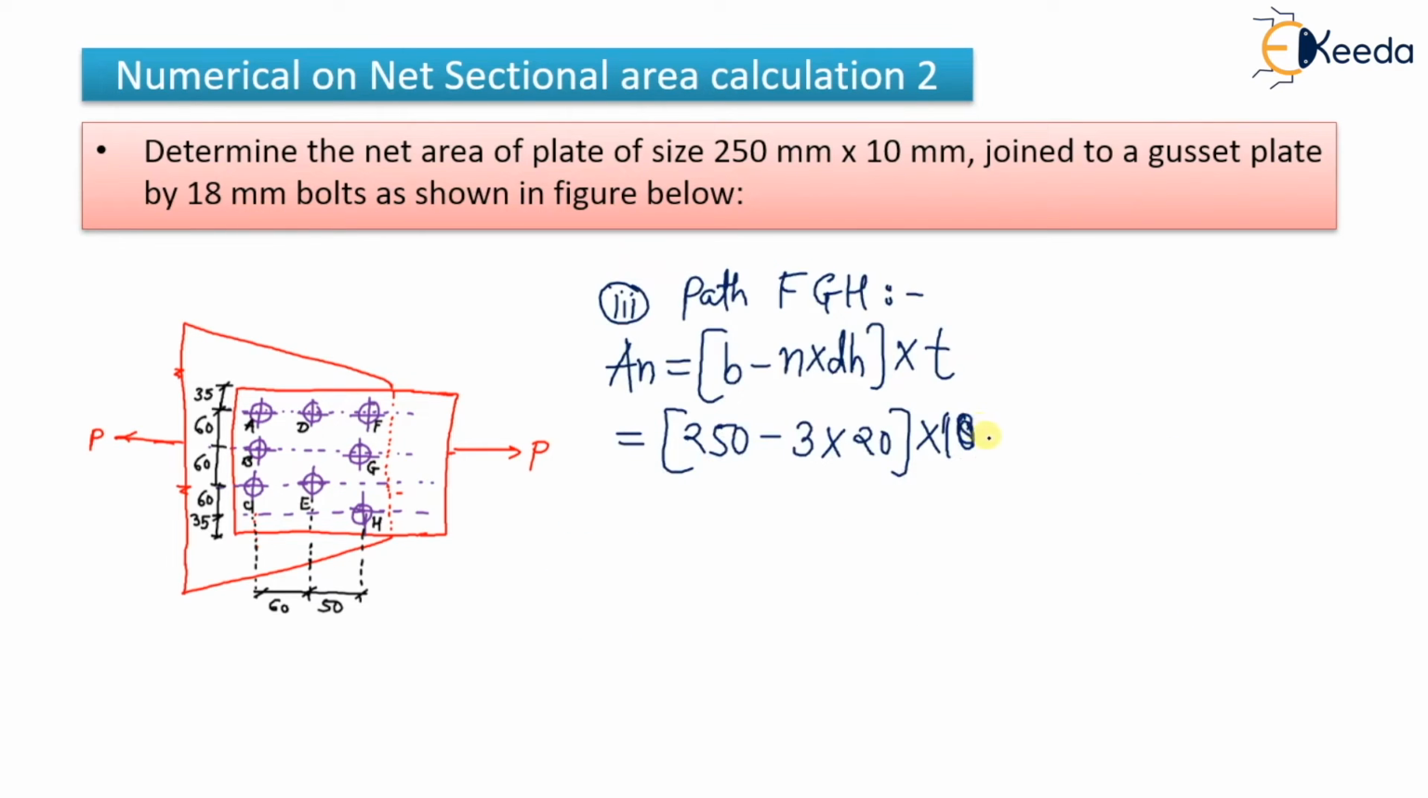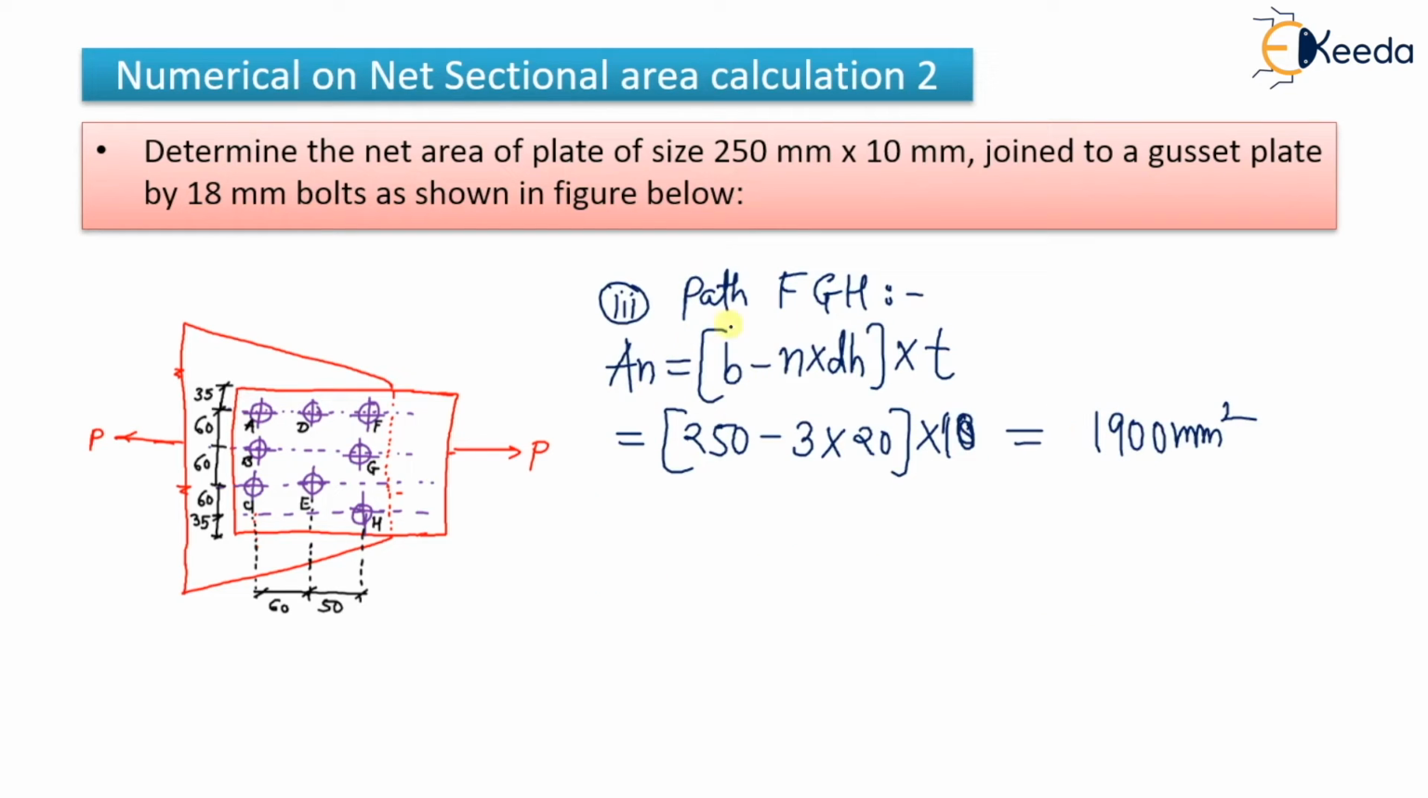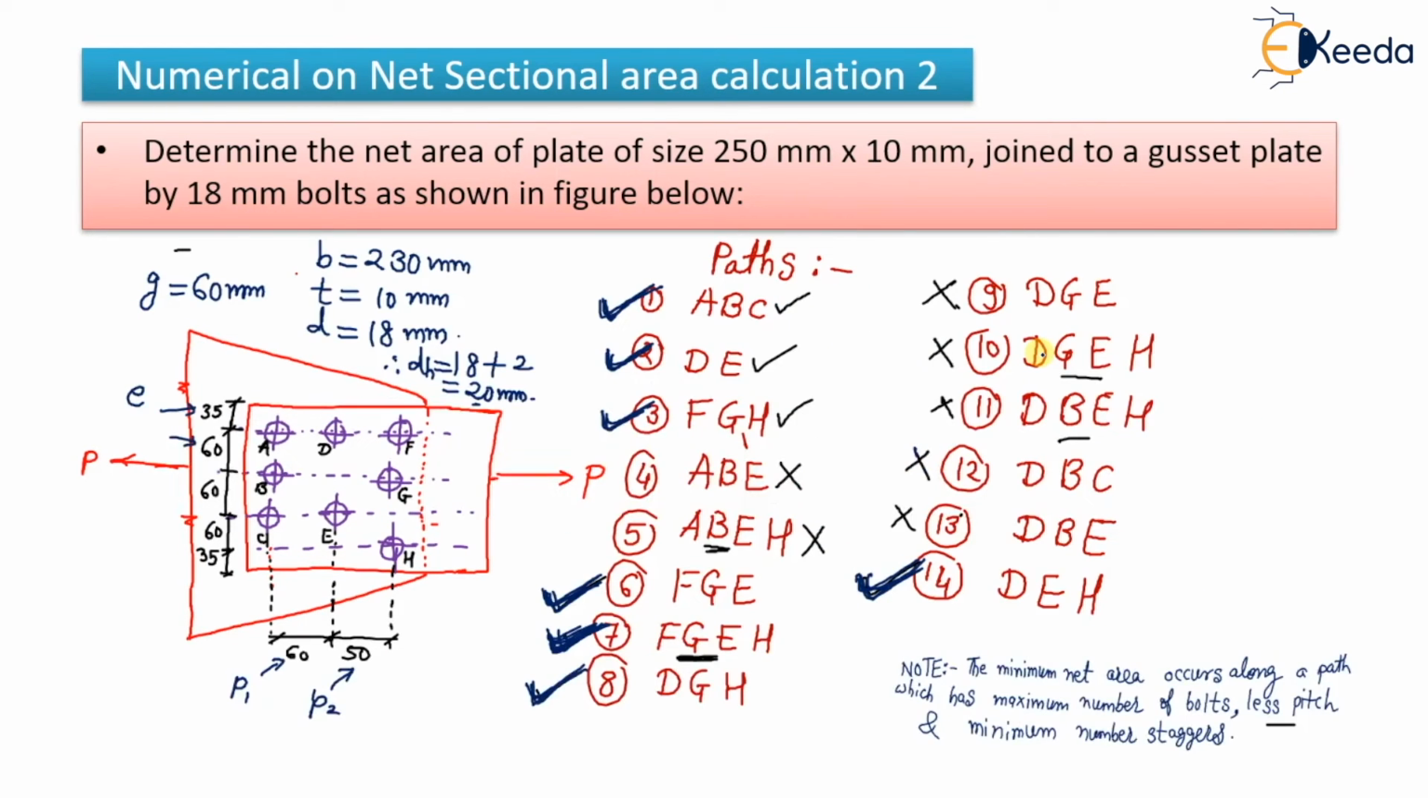So how much will it be? You can calculate it. You can pause the video and check the value. It will be the same as what we calculated for the ABC path, because the same values are there. See, for the ABC path it is 1900. For the FGH path it is also 1900 mm square. Now we have calculated all the chain paths.